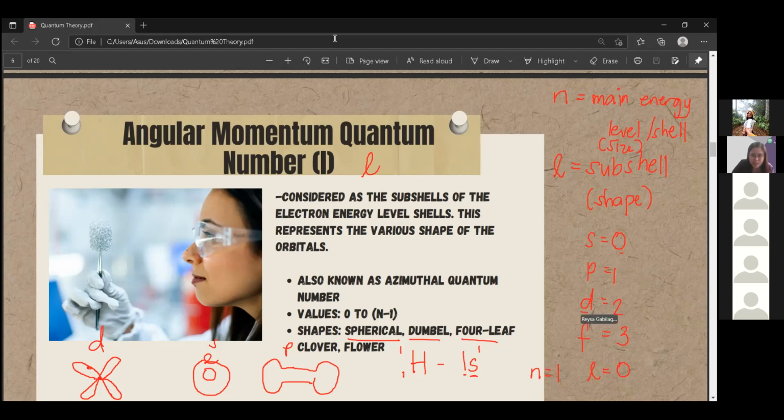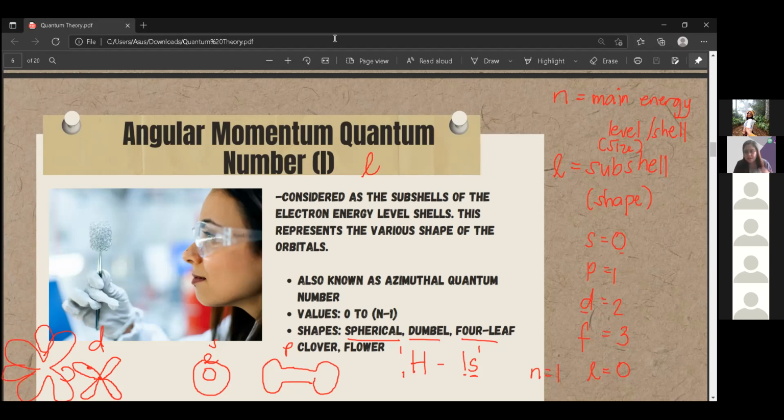And for the last one, the F subshell, ang shape niyan ay flower. So, parang flower lang din. Most likely, it's 8 actually, 8 na parang petals. So, again, the subshells will give you the shape of the orbitals ng ating electrons, and these are the numbers representing each of the orbitals.